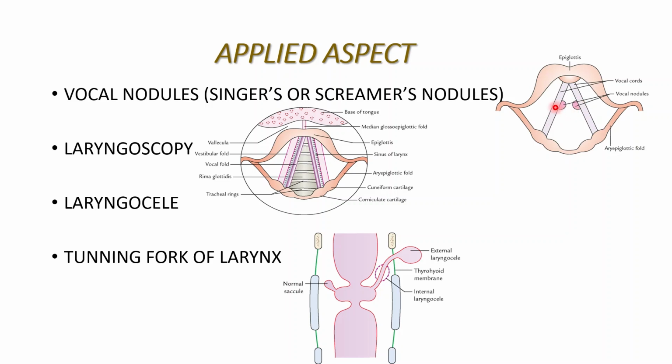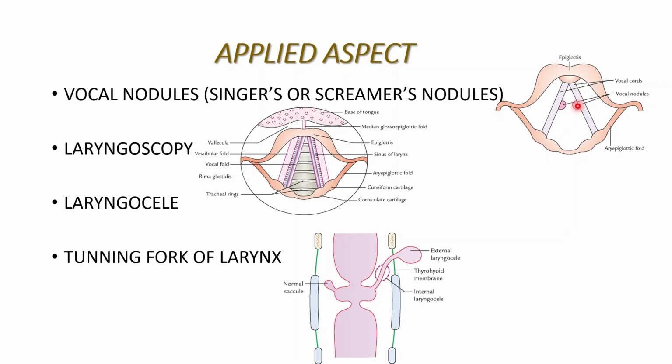In such patients, in this area, there is the development of inflammatory nodules which are named as the vocal nodules. So, the vocal nodules are the inflammatory nodules seen along the vocal cords at the junction of the anterior 1/3 and the posterior 2/3, which is mainly seen in individuals where there is overuse of the voice, like in case of teachers, the singers, etc.